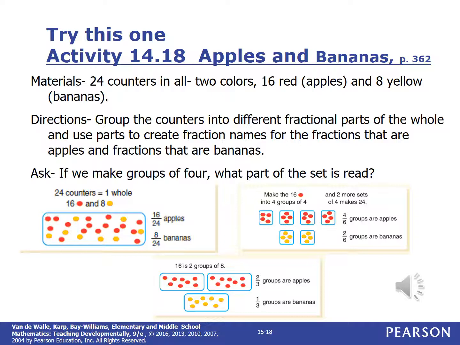But the interesting thing that students might start to notice is that the apples and the bananas, regardless of how they're written, if they're written as 16/24 with respect to apples, 4/6, or 2/3, all of those are equivalent, and they represent the total number of apples using different numbers, but they're all equal because they're all the same amount of the part to the whole. And this might be the first time recognizing this.